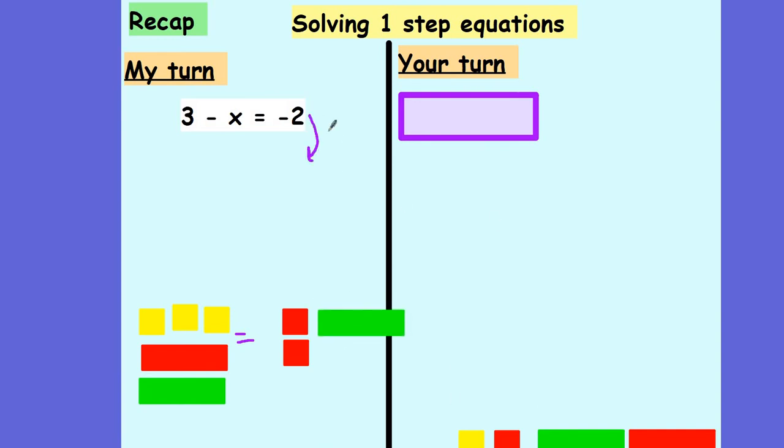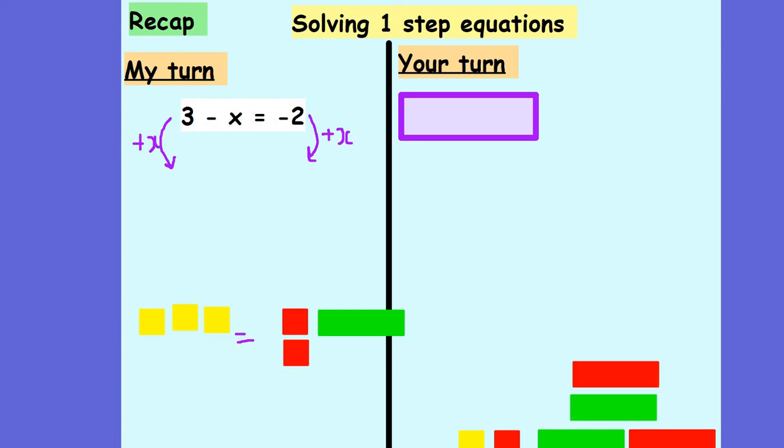The green rectangle is worth +x, so all I've done is I've added on x. If I then remove my 0 pair, what I'm left with is +3 is equal to x subtract 2. And now it looks really similar to all the ones we've been solving before.